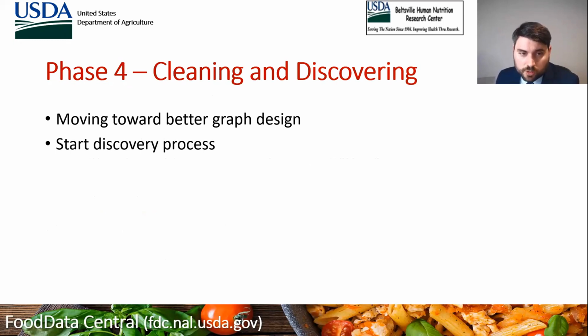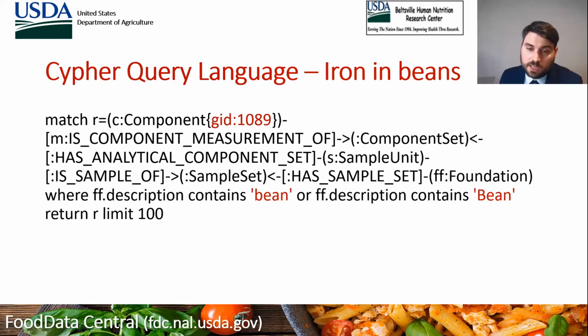So we're moving toward a better graph design as we clean and optimize our database over the last couple of years. And we're getting into this discovery process on our data. So I thought I'd spend my last few minutes showing you some examples of what our graph looks like today and some of the queries that we do. I'm not going to define the Cypher query language today, the language used to query the Neo4j data system. But here's an example of us querying iron and beans.